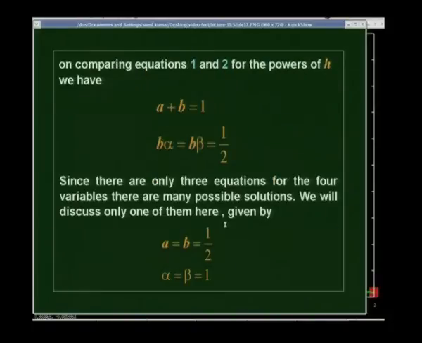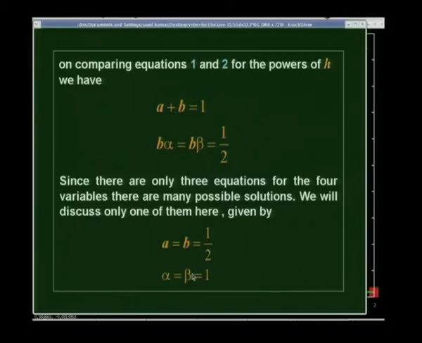So if I do that, I would get the following equations, that a plus b equal to 1, and b alpha equal to half, b beta equal to half. So these are the two equations I get. Of course I have 4 unknowns, only 2 equations. So I have some freedom here to choose. So what we will do is we choose a equal to b equal to half and alpha equal to beta equal to 1. So we'll make a choice like this which satisfies these equations, and that gives us what's called the second order Runge-Kutta equations.